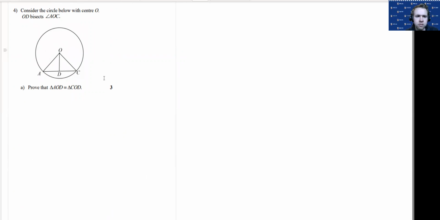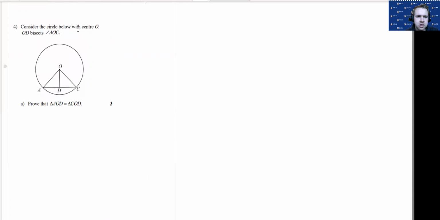Now we've got to look at all the information that we've got here. So we've got a circle. We know that the distance between the center of a circle and the outside of the circle is constant. It's the radius. So that means those 2 sides are the same.